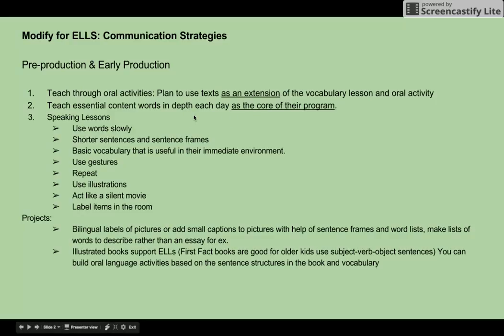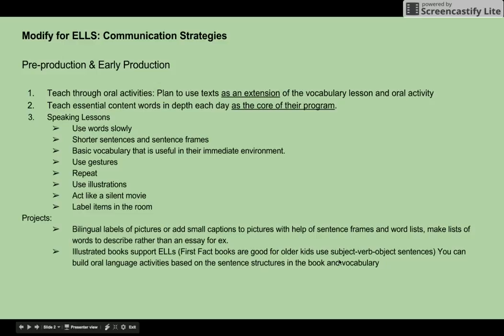The projects could be bilingual labels of pictures or scaffolded captions that you've taught them and repetitive patterns of basic English sentences, or sentence frames where they plug in the vocabulary word, or make lists of words to describe a picture rather than write an essay about it, encouraging bilingual writing.